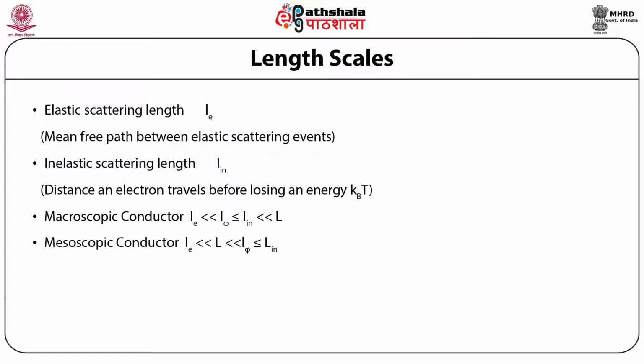So now the conditions on the length scales which categorize the macroscopic conductor and the mesoscopic conductor are: for a macroscopic conductor, we have Le very much less than L phi, less than or equal to Lin, very much less than capital L. For a mesoscopic conductor, Le is very much less than capital L, very much less than L phi, less than or equal to Lin.